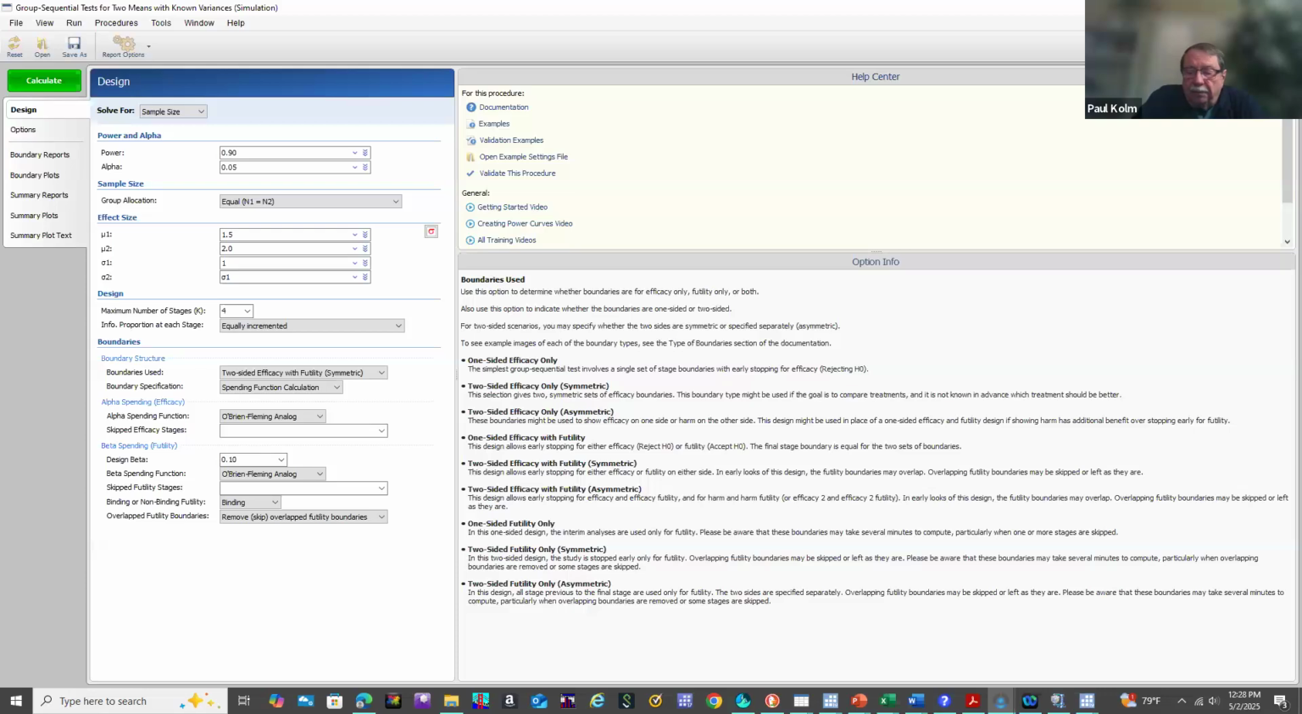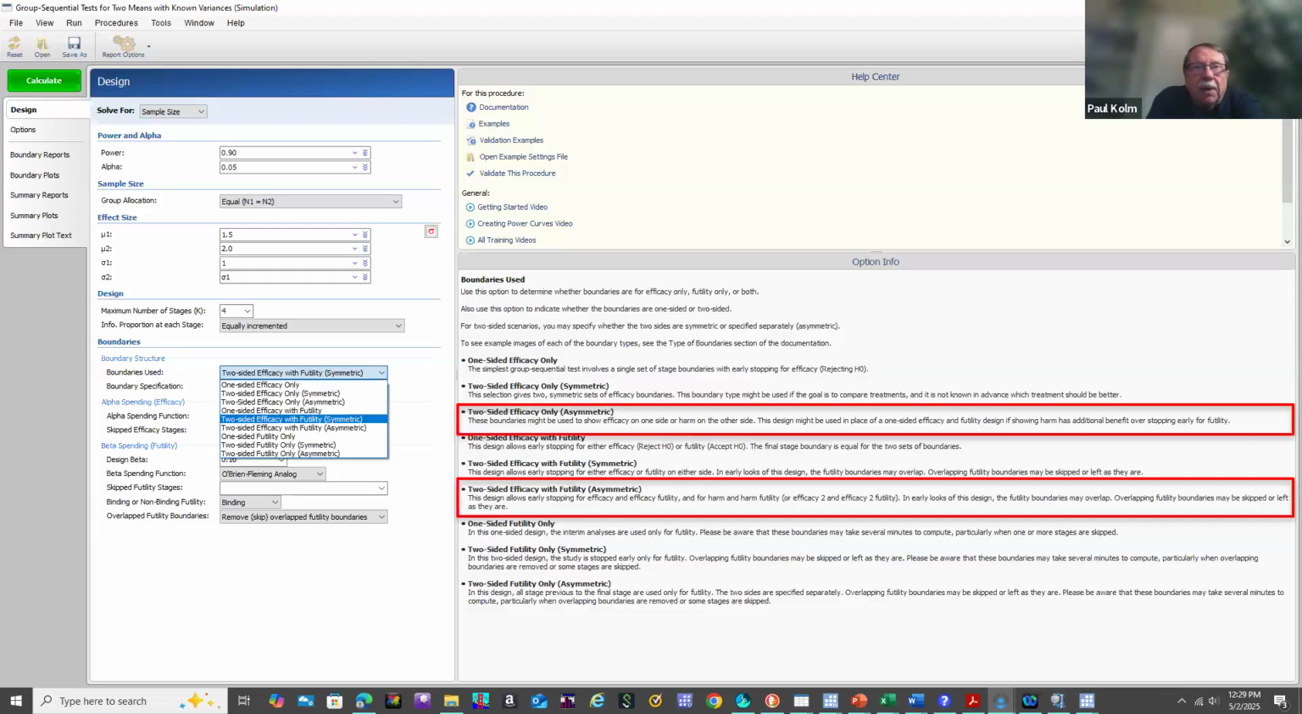And so what I have in terms of choices here is the one that I did before. I did a two-sided efficacy and futility. And then you can do either symmetric or asymmetric. Most of the time, what you see is symmetric in papers because they're not usually doing asymmetric. And asymmetric means, for example, that you can use one boundary to show efficacy and the other side to show harm or futility.